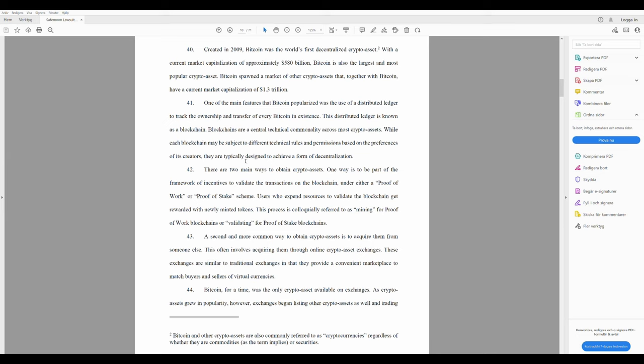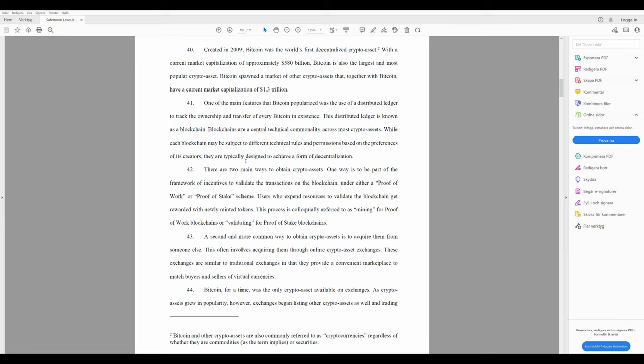One of the main features that Bitcoin popularized was the use of a distributed ledger to track the ownership and transfer of every Bitcoin in existence. The distributed ledger is known as a blockchain. Blockchains are a central technical commonality across most crypto assets. Sorry about that. While each blockchain may be subject to different technical rules and permissions based on the preference of its creators, they are typically designed to achieve a form of decentralization.